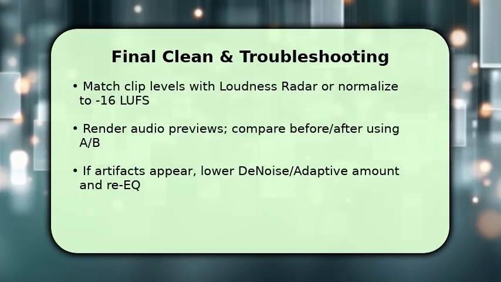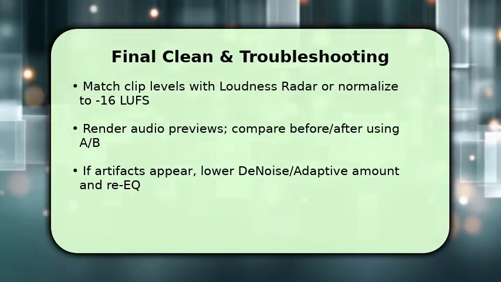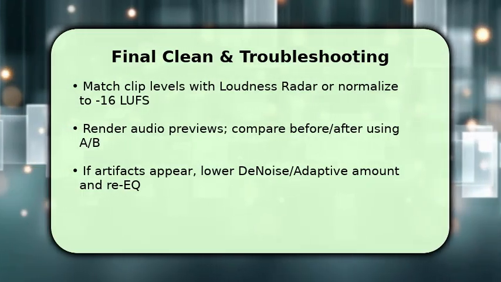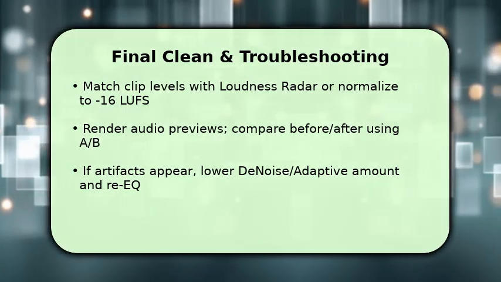If you hear warbling or metallic artifacts, reduce the denoise or adaptive noise amount and revisit the EQ. Often lowering reduction by 10 to 20% resolves artifacts while keeping noise down.